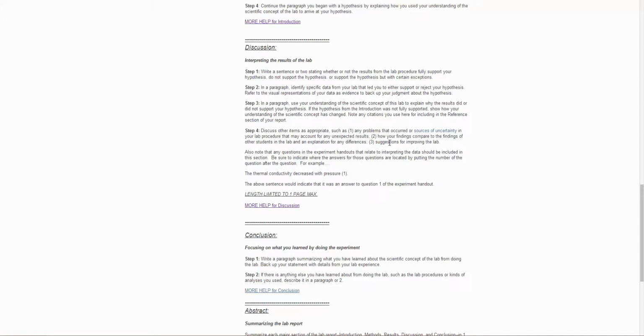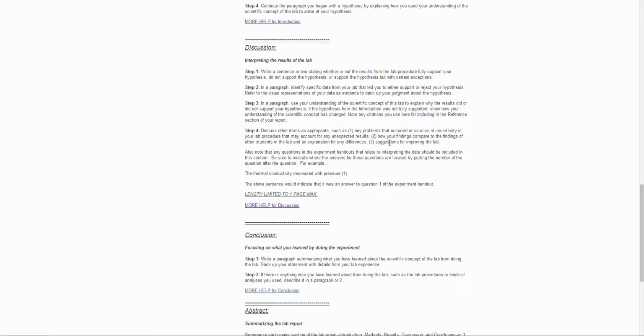Step 2, in a paragraph, identify specific data from your lab that leads you to either support or reject your hypothesis. So it's telling you to refer to visual representations of your data as evidence to back up your judgment about the hypothesis.